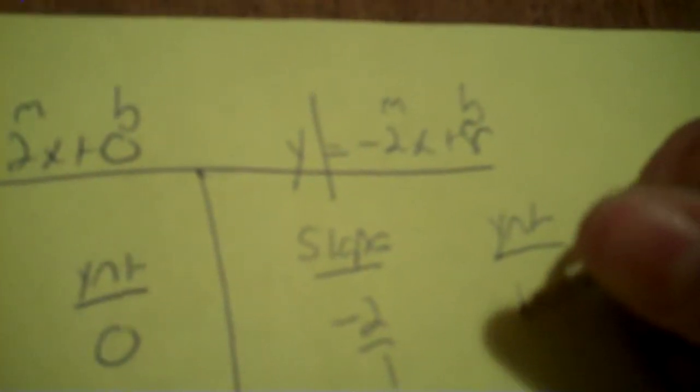Okay. Do you have y and x? Yup. Okay. Is y by itself? Yup. Slope, y-intercept. Slope's negative 2 over 1, plus 8 is the y-intercept.